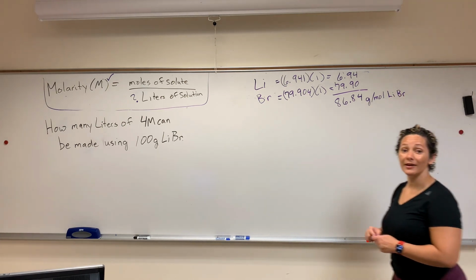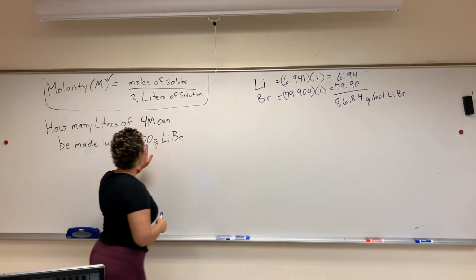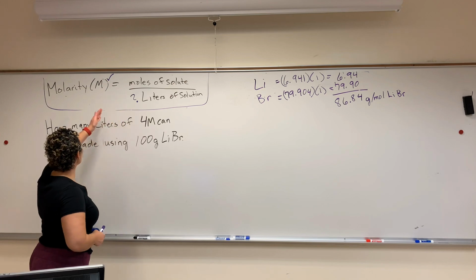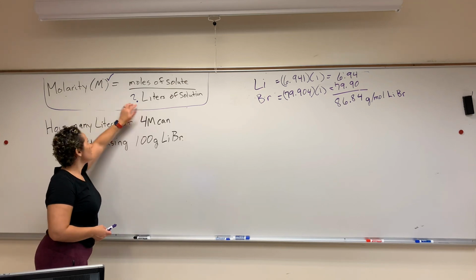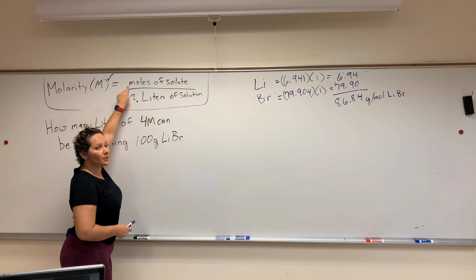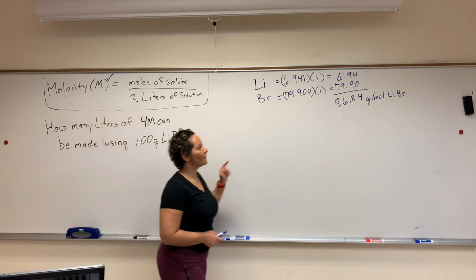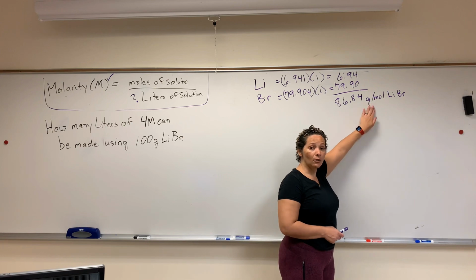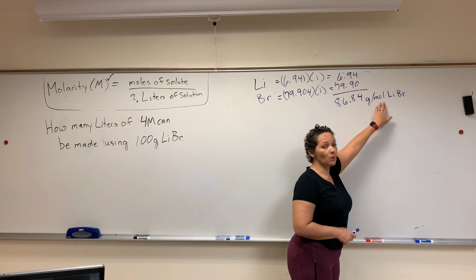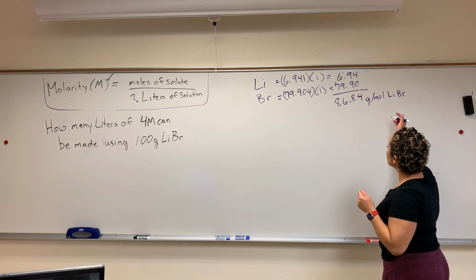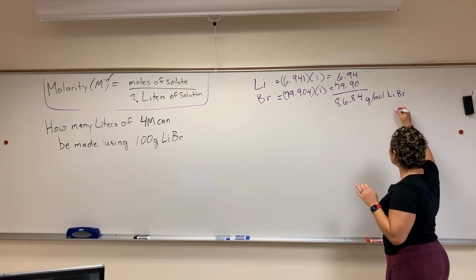So now what do I know? I know 100 grams of lithium bromide. Looking at my formula, I want to know how many liters. I have that. I don't have the moles yet, but I do have the grams. And since I have the grams and I have this, grams per mole, I can use this to figure out how many moles. All right, so then let's go ahead and just write out the conversion factor off to the side.